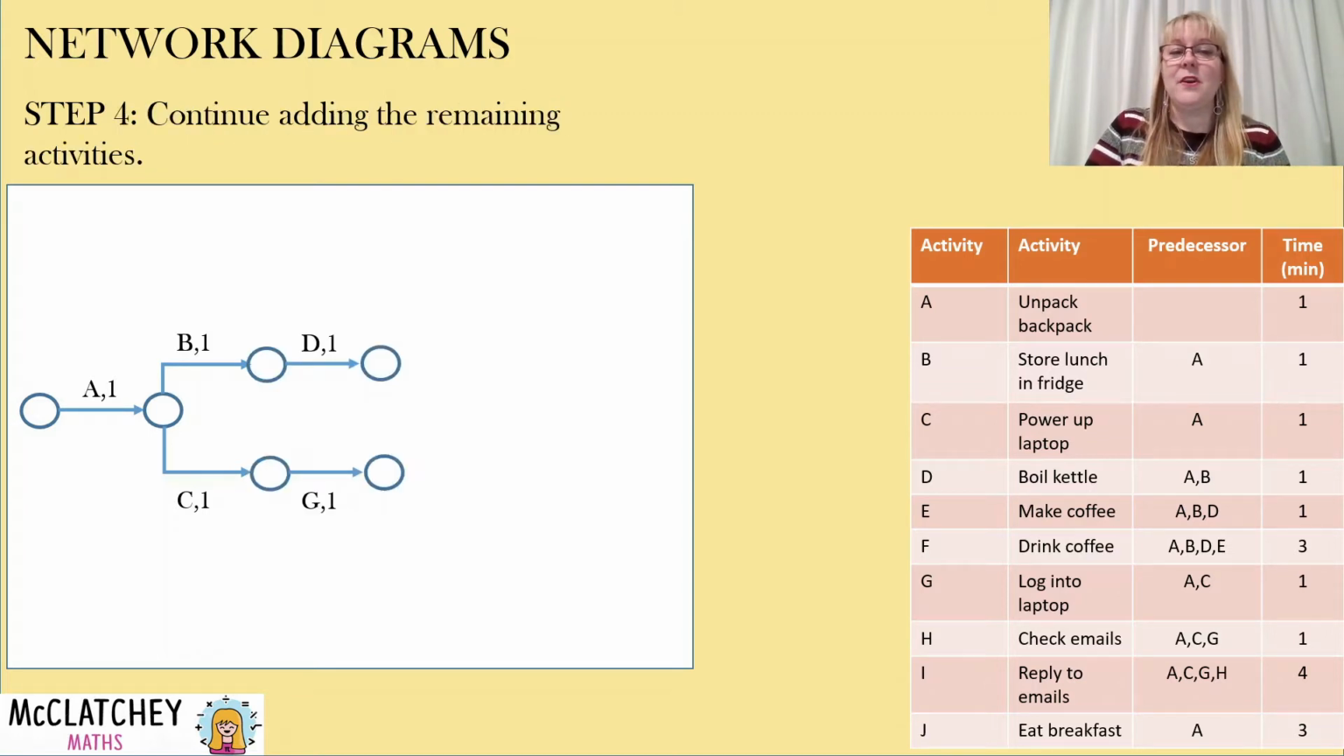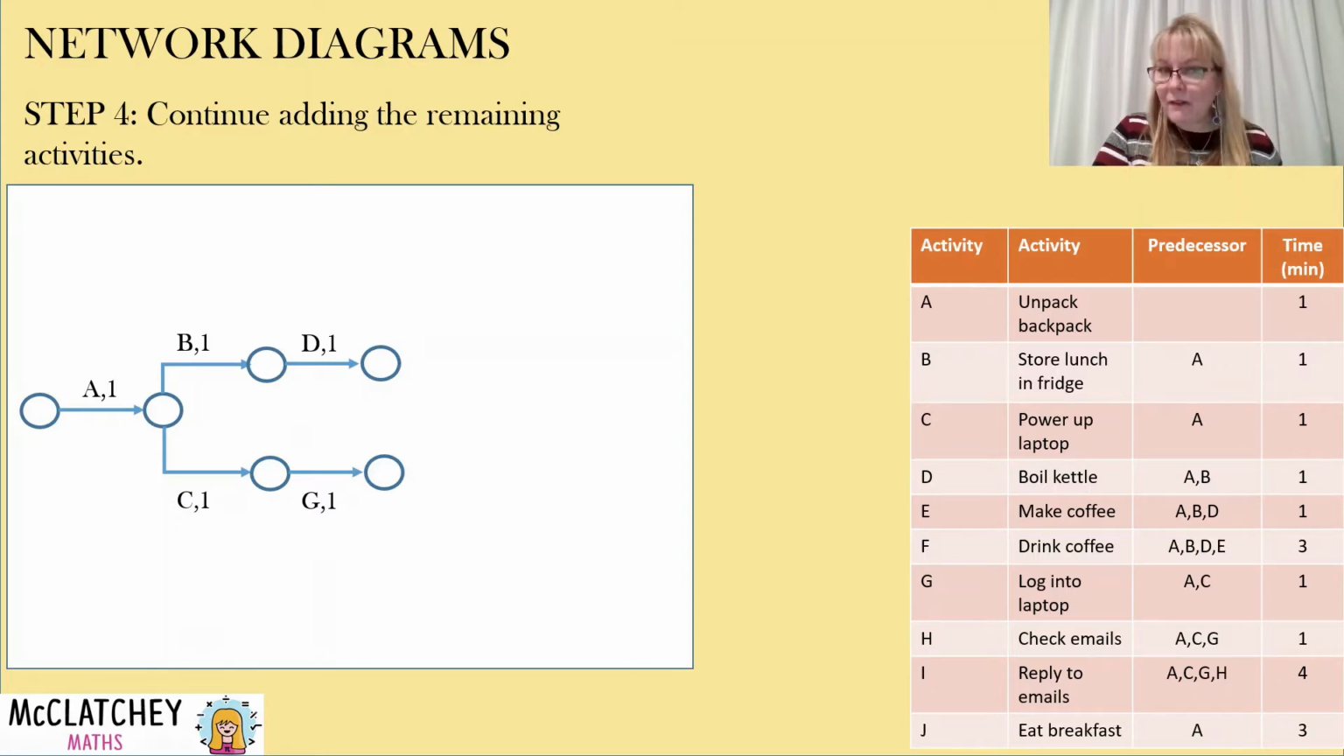Okay, so out of B flows activity D. D is boiling the kettle, and to do boiling the kettle, I firstly had to unpack the backpack and then put my lunch in the fridge. So they are the two predecessors that come before activity D. They flow into that part of that process.